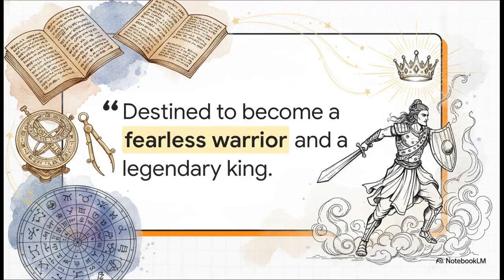But that joy is quickly grounded by a sense of immense destiny. In scene 4, ancient astrologers are analyzing star charts and palm leaf manuscripts, and they deliver this monumental quote: "He is destined to become a fearless warrior and a legendary king." This right here is what gives the origin story its stakes. The AI isn't just generating a random baby anymore, it's generating a prophecy.